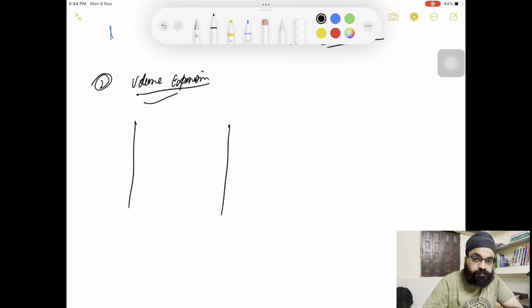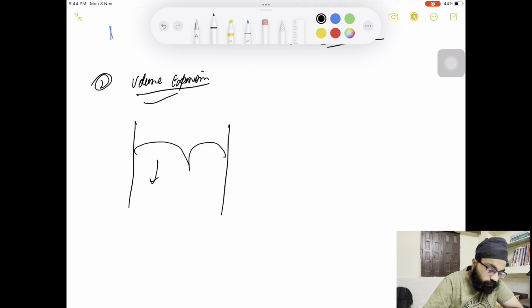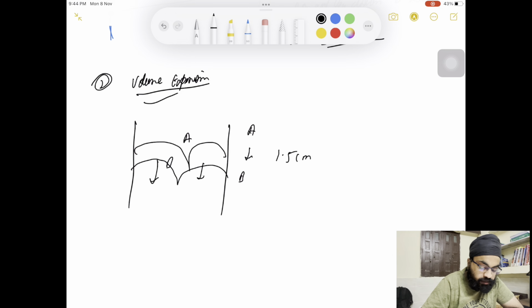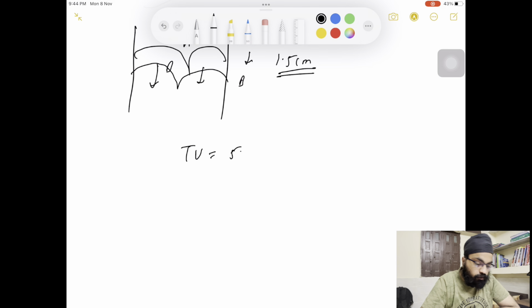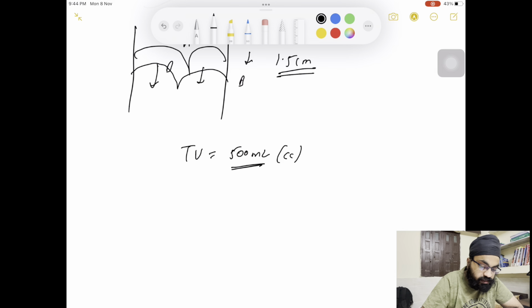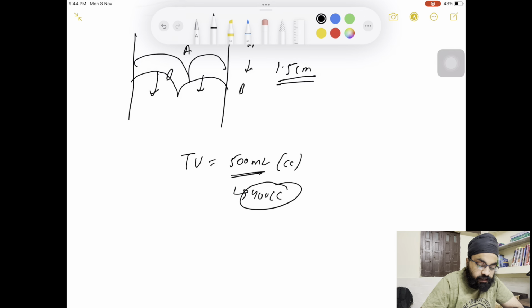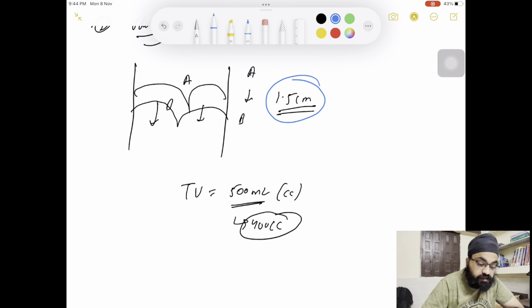Okay, so volume expansion. The diaphragm is going down, like from here A to B. It is going down 1.5 centimeters. And all of you know that tidal volume is 500 ml or cc. Out of this 500 cc, 400 cc of inspiration is just because of this 1.5 centimeter descent of the diaphragm.